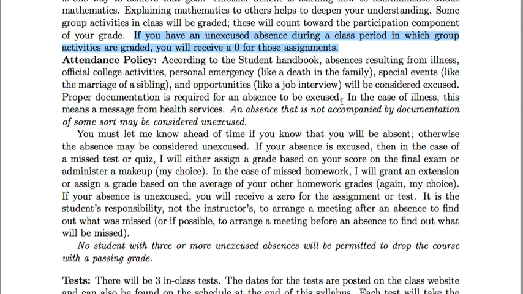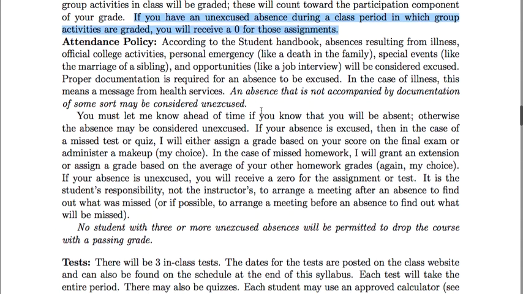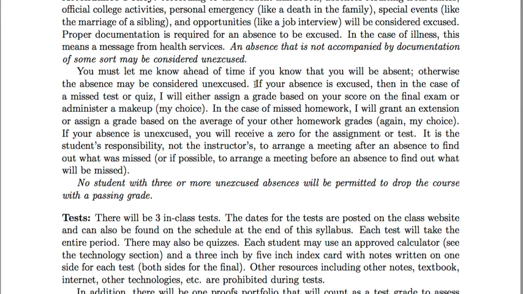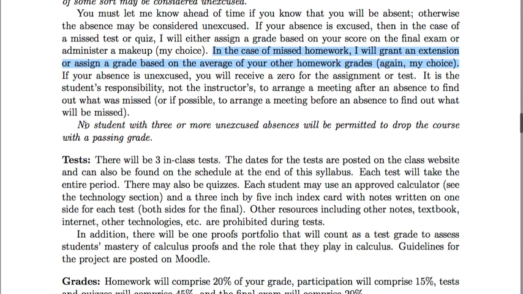Here's the attendance policy. So in particular, if you have an excused absence, then I will assign either a grade based on your score on the final exam or administer a makeup, and that's my choice. And usually for homework, usually I'll give you an extension, but I could also assign a grade based on the average of your other homework grades, right? So unexcused absences give you a 0 for the assignment or at the test. All right. Also note that no student with 3 or more unexcused absences will be permitted to drop the course with a passing grade. So it's important to note that.